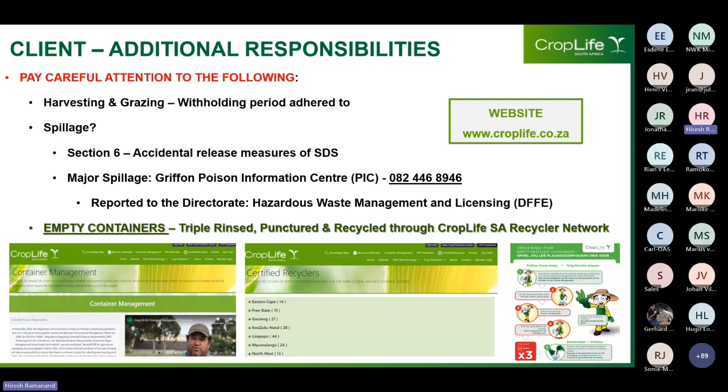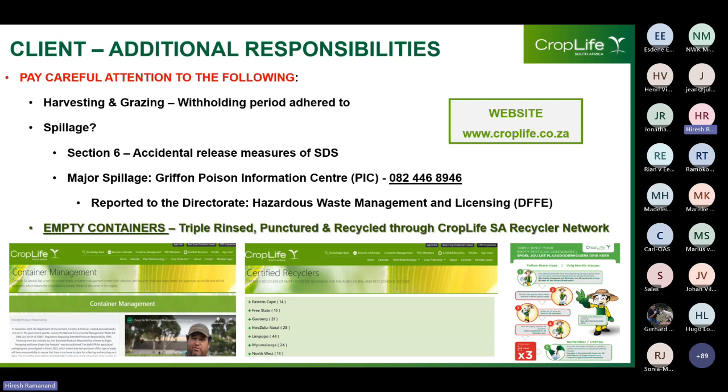The Griffin Poison Information Center may also be consulted for this purpose when unsure on 082-446-8946, and this is also the number printed on many crop protection product labels to be called for expert advice in the event of a major spillage, for example, where a plane carrying 2 tons of chemical crashes. Such an incident must also be timeously reported to the Directorate, Hazardous Waste Management and Licensing of the Department of Forestry, Fisheries and the Environment, better known as DFFE.